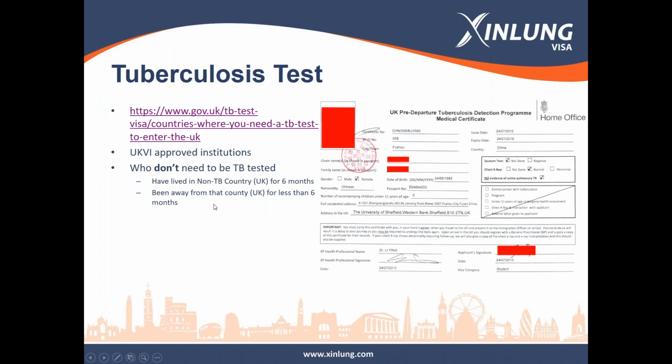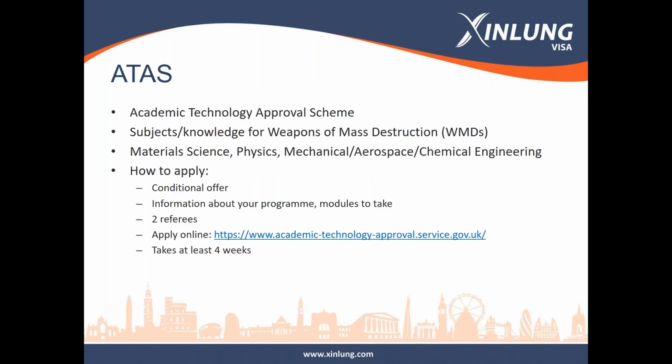And in this case, UKVI says there is an exemption rule about the TB test. If you have lived in a non-TB country, UK, America, for example, for 6 months, and you have been away from that non-TB country for less than 6 months, if you meet these two conditions, you don't have to do your TB test. So in your visa application, you don't have to include this piece of paper. Okay, so this is the TB test.